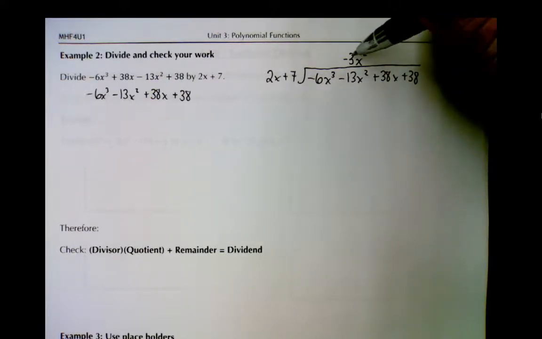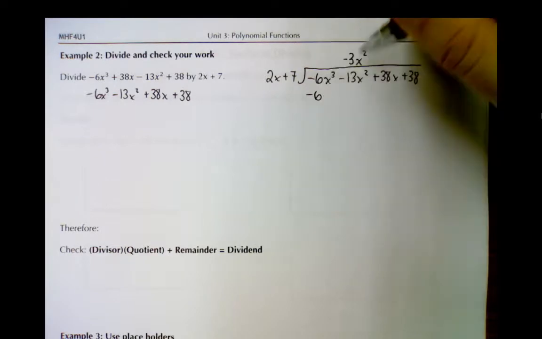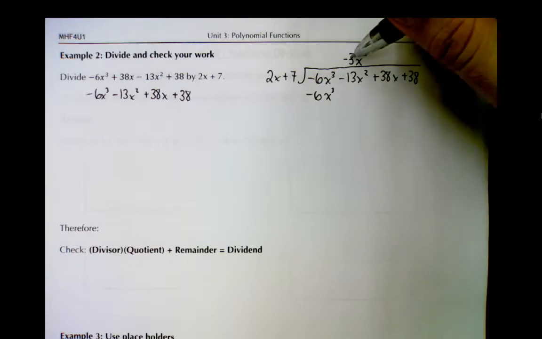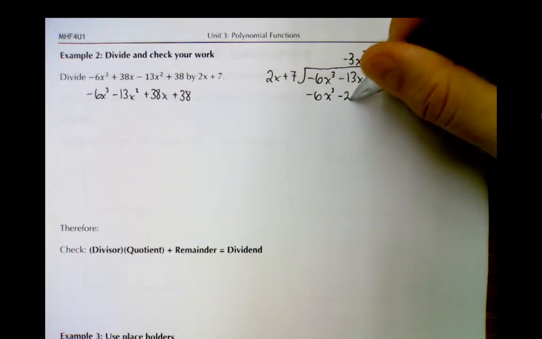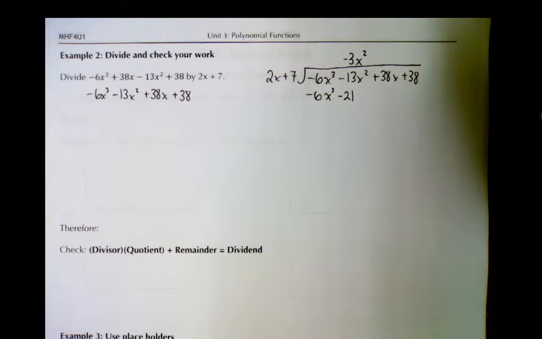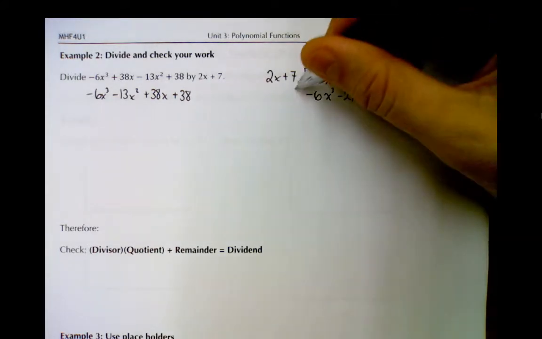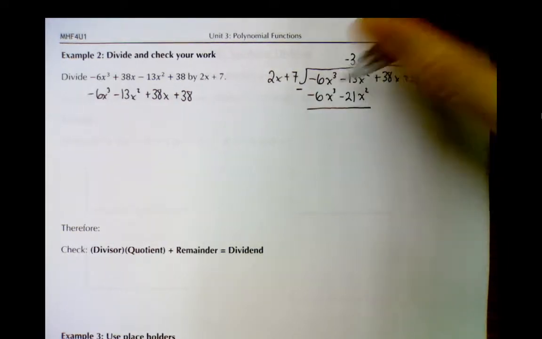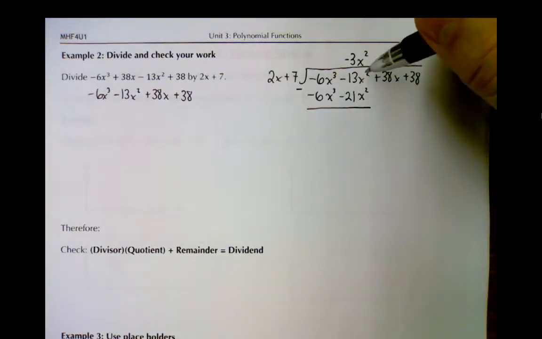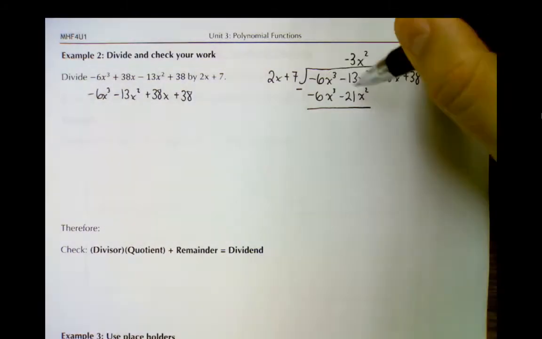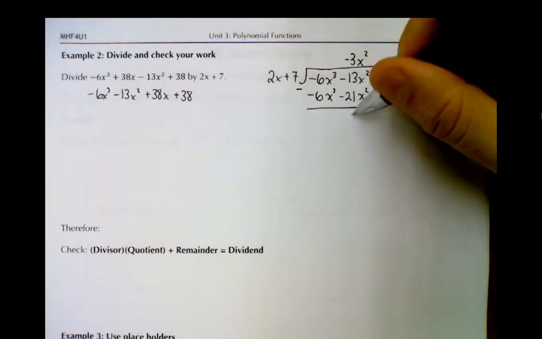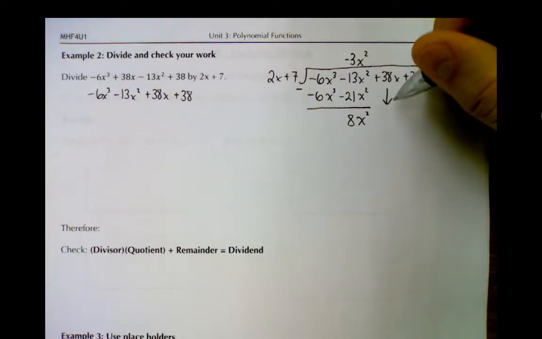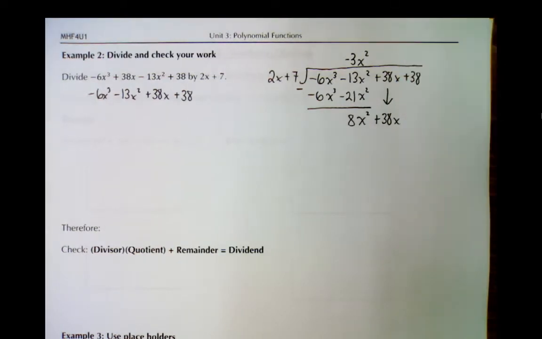And now if we multiply down, negative 3 times 2 is negative 6, x squared times x is x cubed. And we do the same for our second term. Negative 3 times 7 is negative 21, and there's no x here, so it's x squared again. And then we subtract. Negative 6x cubed minus negative 6x cubed is 0. So we've eliminated that first term, which is the ideal. Negative 13x squared minus negative 21x squared is 8x squared. And we bring down our next term, plus 38x.